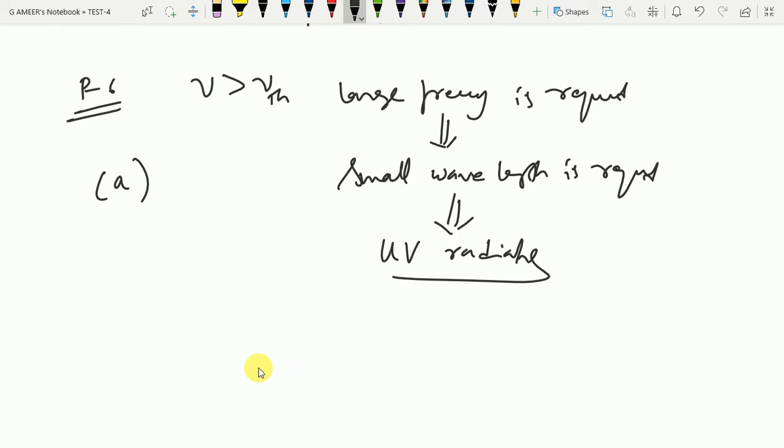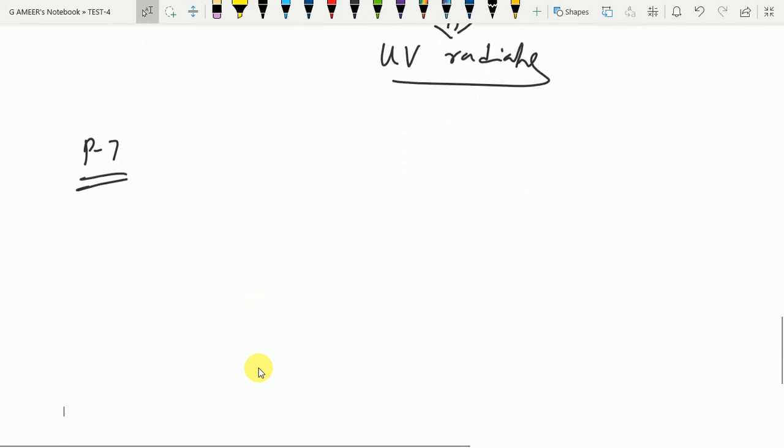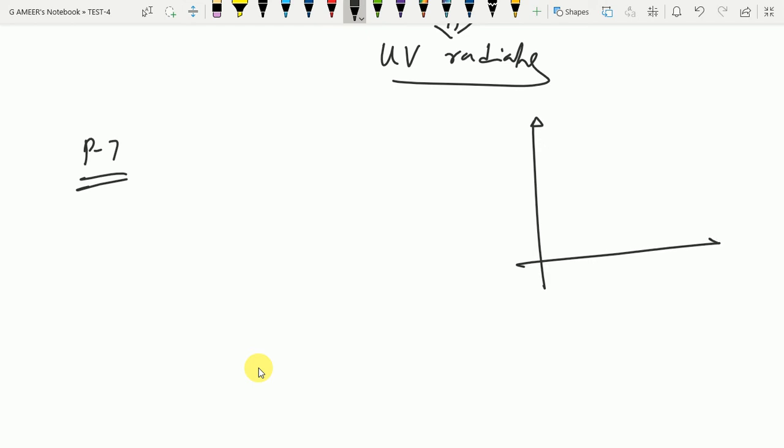So let us go for the P7 question. In the P7 question, they have given the graph. According to the graph, we need to estimate the threshold wavelength. So they have mentioned here the graph of frequency versus the stopping potential. The frequency versus stopping potential graph will generally look like this. So this is the threshold frequency. According to the graph, the threshold frequency will be 5 into 10 power 14 hertz.